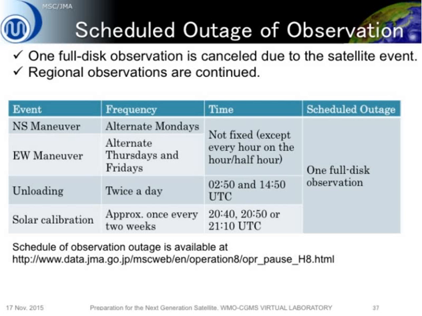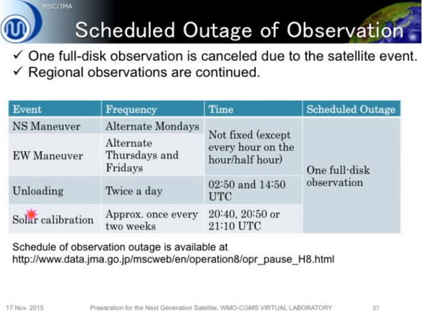Maneuvers, which are station keeping orbit control, are performed on alternate Mondays, Thursdays, and Fridays. Although the time of maneuver is not fixed, they are not performed at every hour on the hour and half hour, because the observation at that time is very important. And unloading, that is momentary release from spacecraft attitude control wheels, is performed twice a day at 2:15 and 14:50. During those operations, full disk observation is not performed.